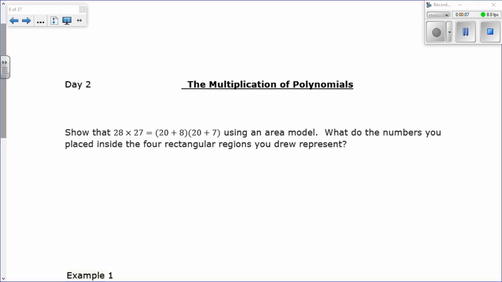Hi, and welcome to Polynomials Day 2. We are going to be doing multiplication today. So I want you to show that 28 times 27 is 20 plus 8 times 20 plus 7 using an area model. What do the numbers you place inside the four rectangular regions you drew represent?